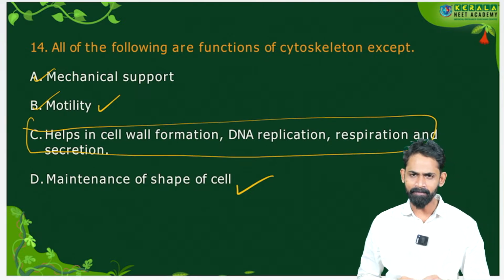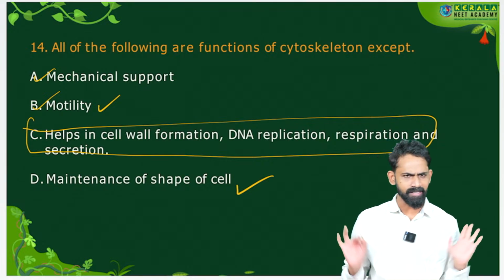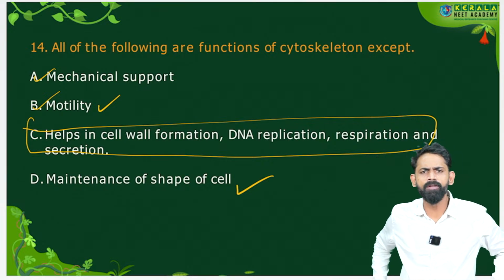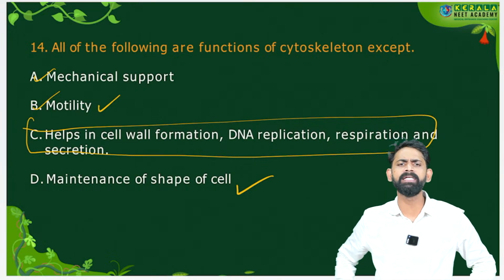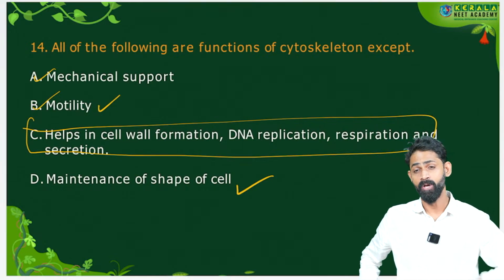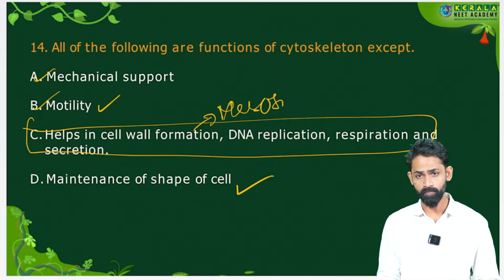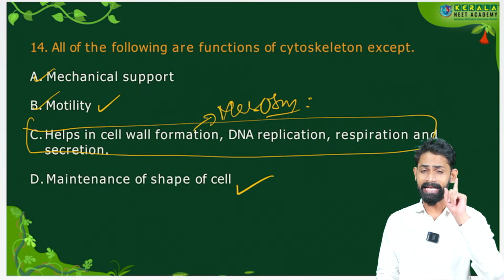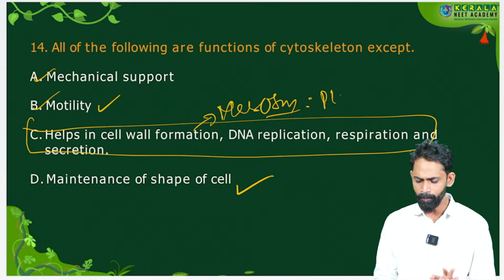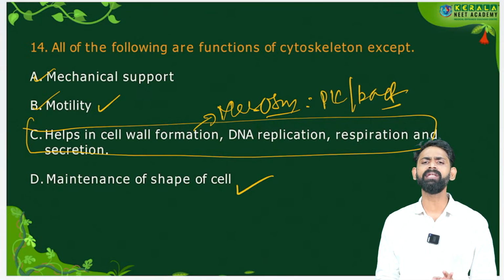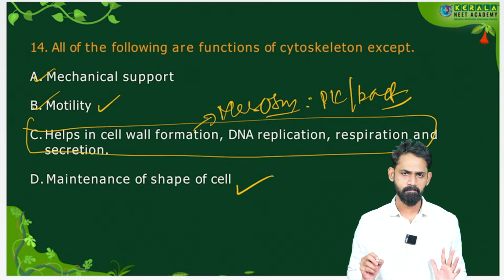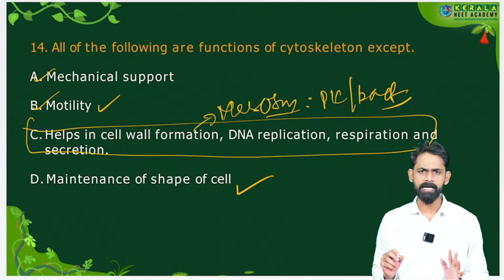Now I am asking, anyhow the answer C is correct. Helps in cell wall formation, helps in DNA replication, helps in respiration: whose function is this? These are functions of mesosomes. Mesosomes are a characteristic feature of prokaryotes, or characteristic features of bacteria. I hope you are clear.